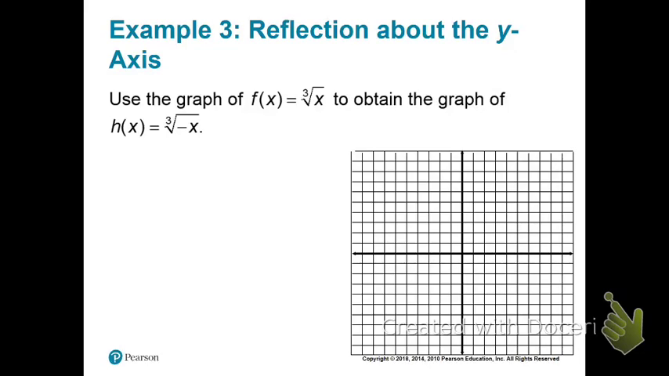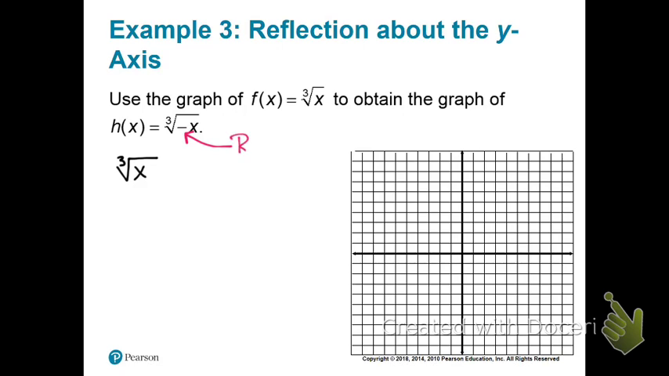Alright, so it says use the graph of f of x equals the cube root of x to obtain the graph of h of x equals the cube root of negative x. So let's go find that parent table. Or actually, before I do that, let's talk about what that negative is going to do to my graph. So what do I expect to see because of that negative right there?